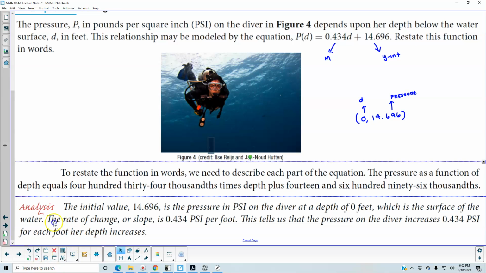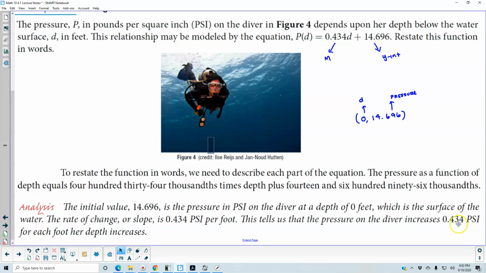Now, again, which is the surface water. Now, again, we talked about the slope up here. So the rate of change, or the slope, is 0.434 psi per foot. This tells us that the pressure on a diver increases 0.434 psi for each foot her depth increases.